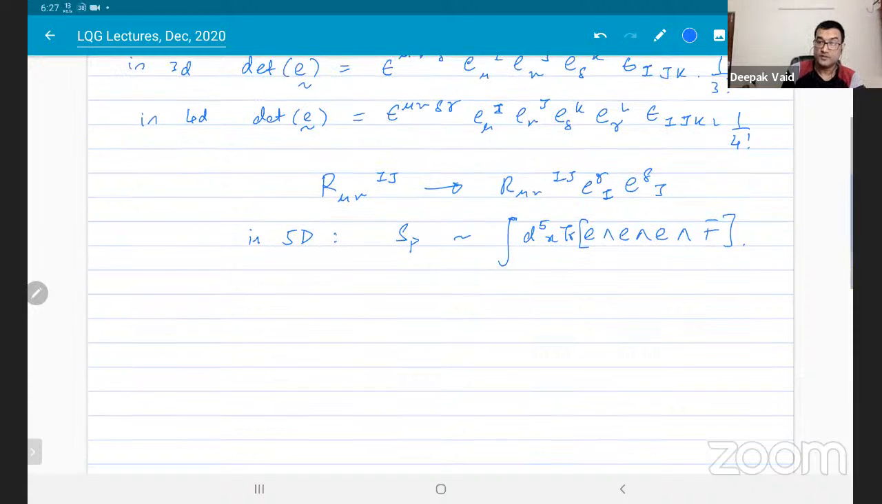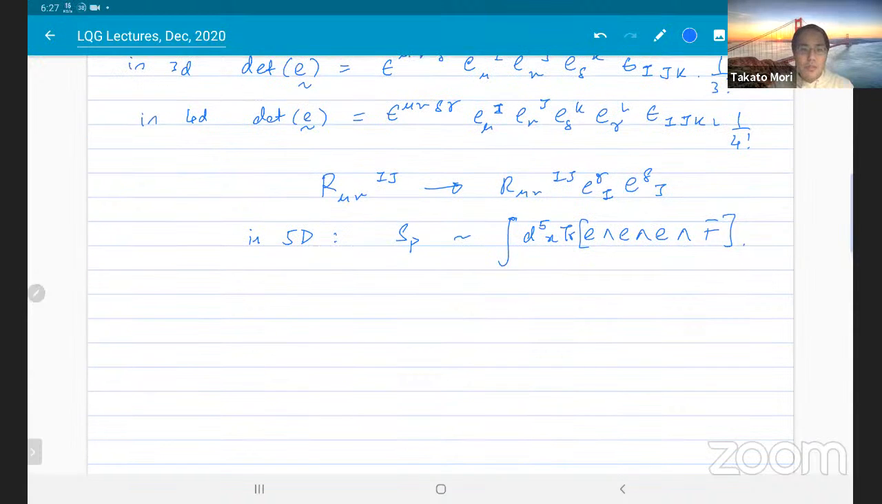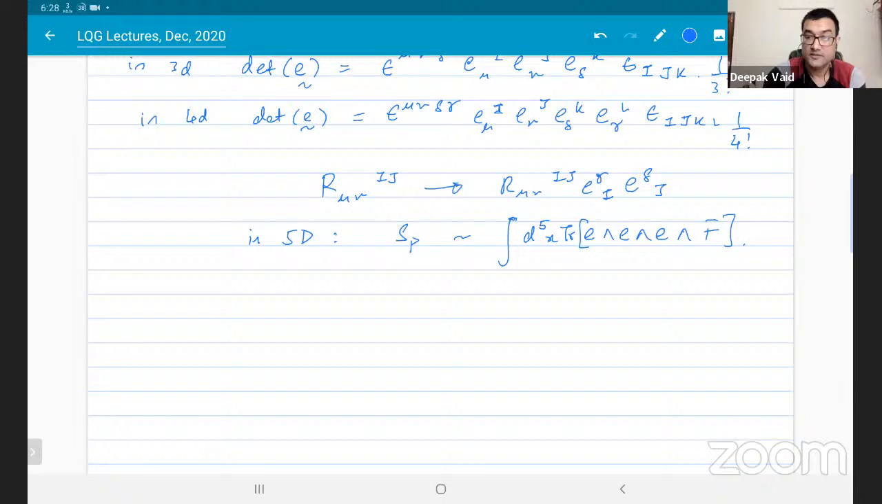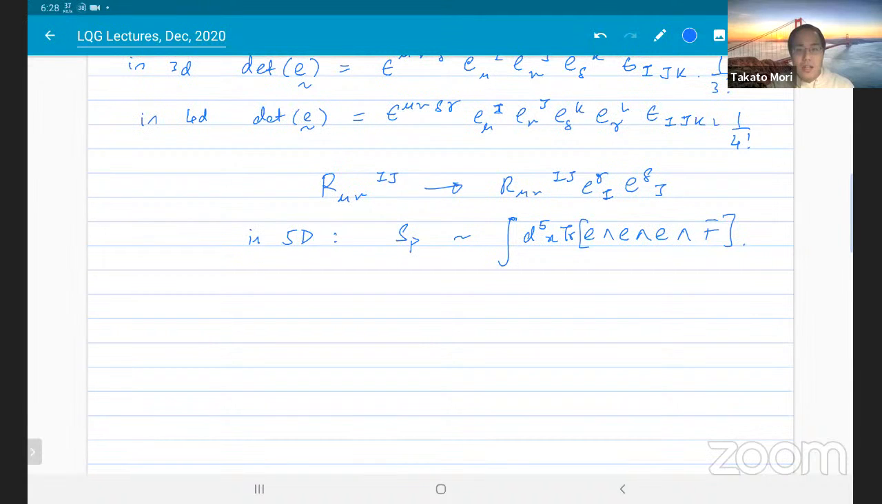Okay. So you mean as long as we use determinant E in the expression of the Palatini action, then it's right in general in any dimensions? Sorry? So if we want to write the determinant of E as a wedge product of tetrads, then the expression should depend on the dimensions.